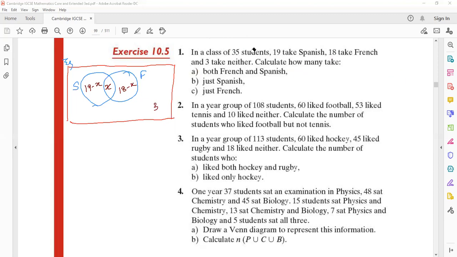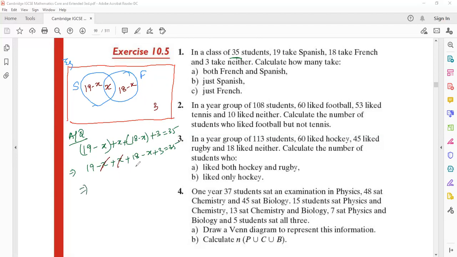Now we are going to take it further, how we are going to solve it. They said 35 students in total. So let me frame that equation. As per the question, they have given 35. That is 19 minus X plus X plus 18 minus X plus 3, that's my 35. So ultimately 19 minus X plus 18 minus X plus 3 is 35. You just cancel over here.